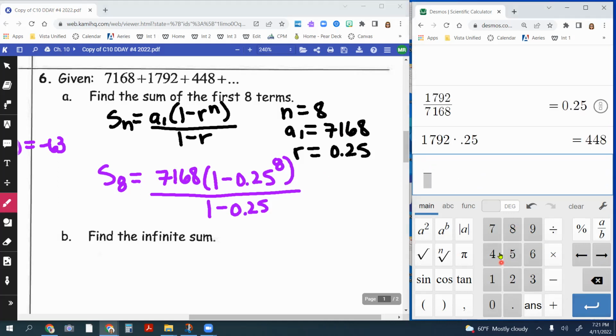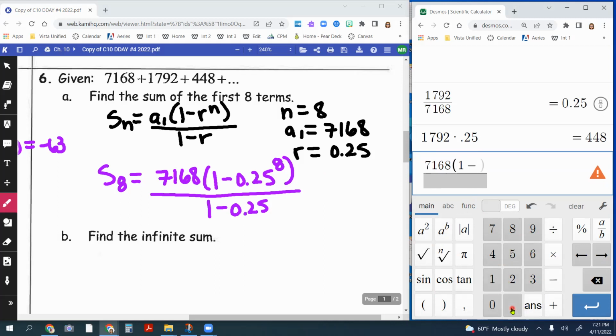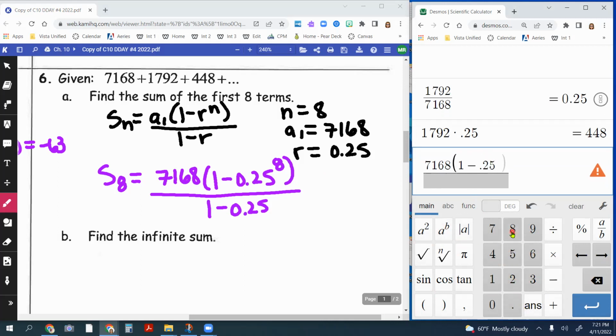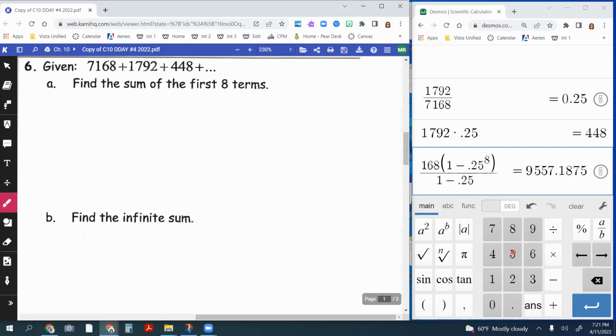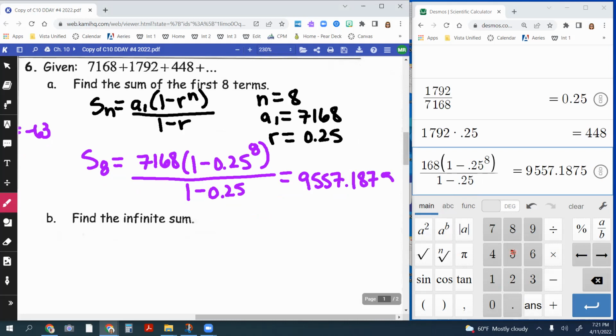So I'm going to have 7,168 times 1 minus 0.25 raised to the power 8. And then my denominator, 1 minus 0.25. And so I end up getting 9,557.1875. Now, on the next question, they ask us for the infinite sum.